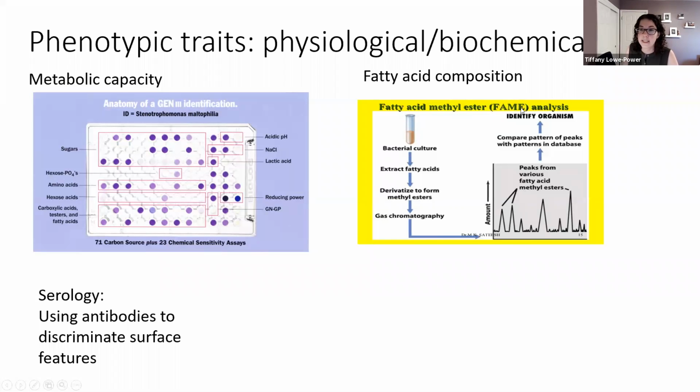Every bacteria has slightly different lipid composition, and so this can be a reproducible way to identify bacteria. Antibodies have been used to identify certain surface features, like whether they have some of the antibodies that are reactive against the pili or the EPS, extracellular polysaccharides. And so those can be used to identify bacteria.